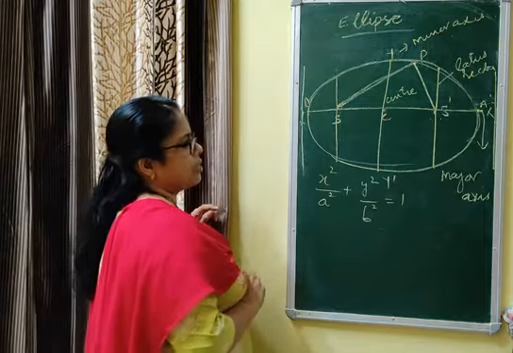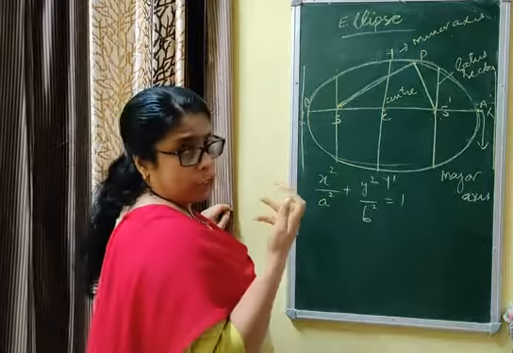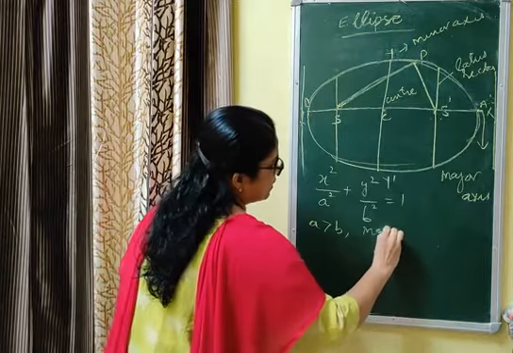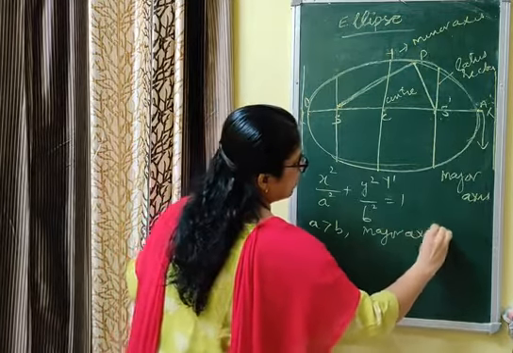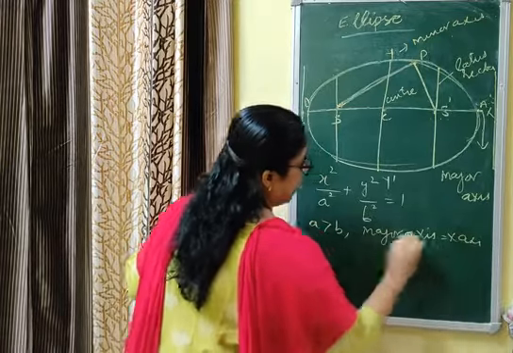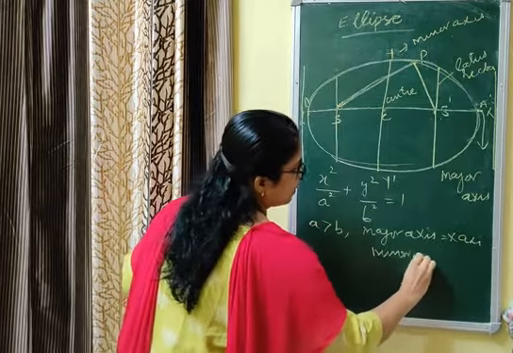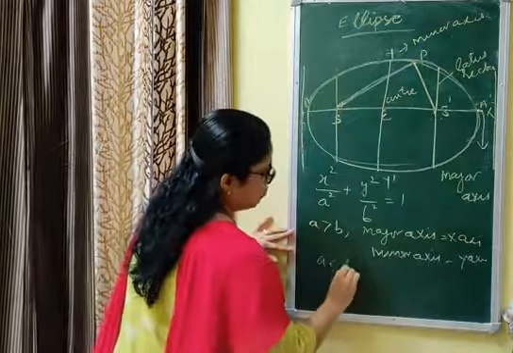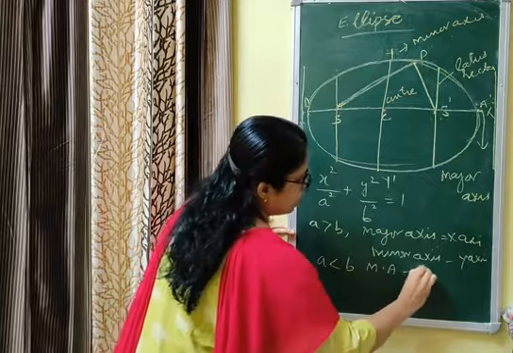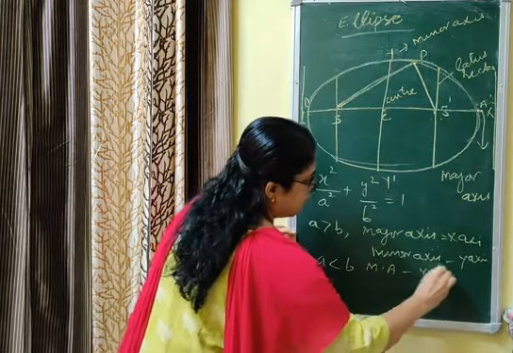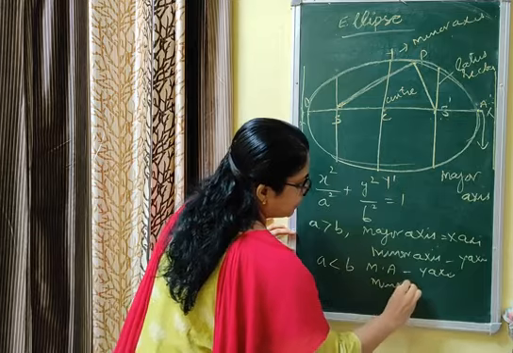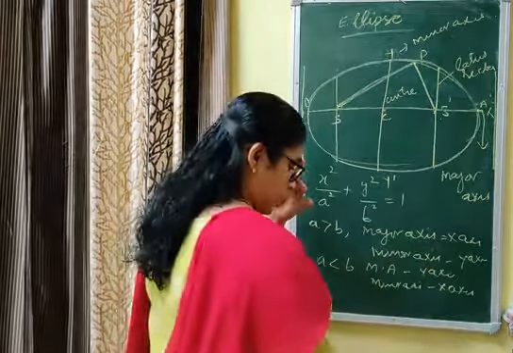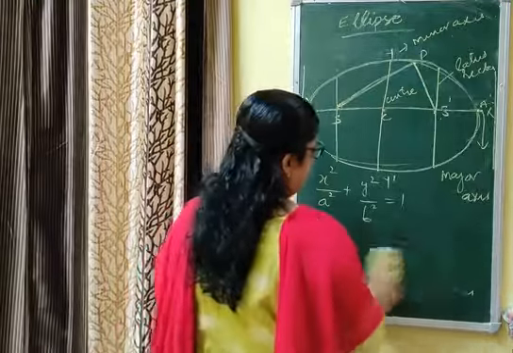Now, how can you know which axis is the major axis? If A is greater than B, then the major axis is the x axis, and the minor axis is the y axis. If A is less than B, then the major axis is just the reverse, the y axis, and the minor axis is the x axis.